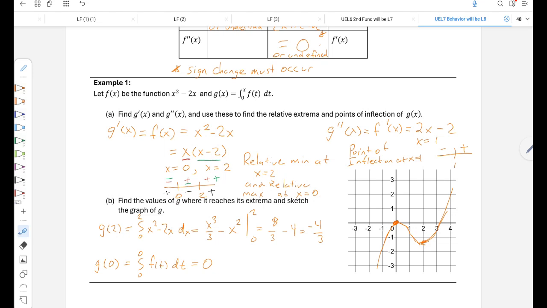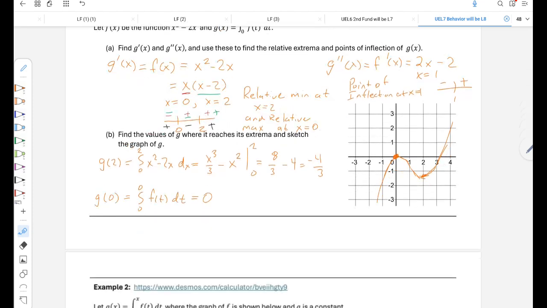So increasing from negative infinity to 0, we sure are. We started decreasing between 1 and 2. We started increasing again after 2. Point of inflection somewhere around there. And that's our sketch. Cool. Questions on that?